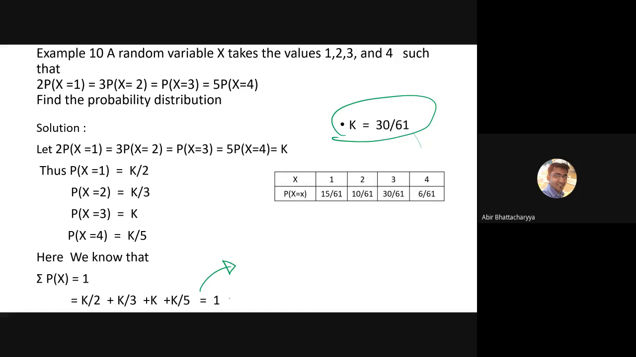Now just plugging it in, because we have to construct the probability distribution. For x equals 1, probability is k by 2, where k equals 30 by 61, so k by 2 equals 15 by 61. For x equals 2, probability is k by 3, so k by 3 equals 10 by 61. Like that, plugging it in, you will get the answer. This is your distribution.